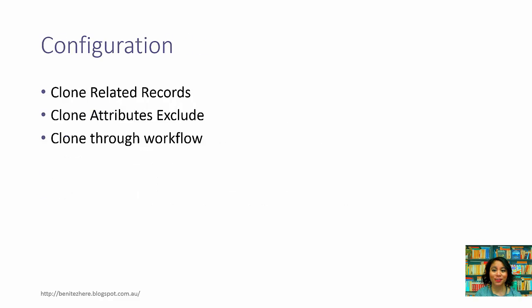In terms of the configuration, there is an area in settings that you will need to set up if you want to do the following, which is cloning related records. So as a user, I want to clone an account with its associated contacts cloned as well. You can also exclude fields as part of the cloned record. So if you want to omit things like the country from the address field of the account, you can do that, and you can also create a cloned record through a workflow.